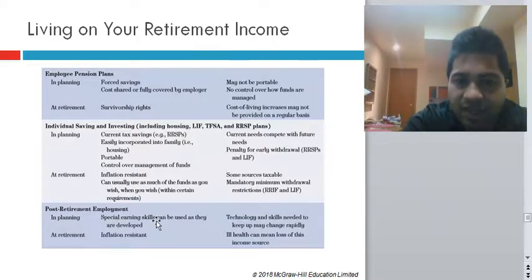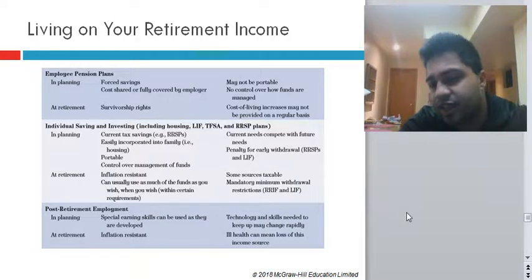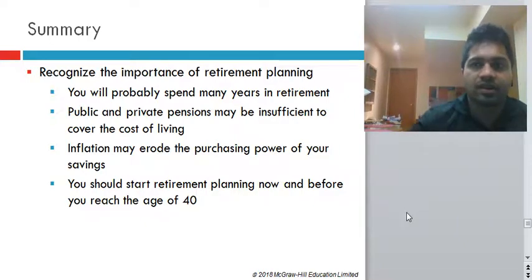In planning, special earning skills can be used as they are developed. So that means post-retirement employment. At retirement, it is inflation resistant, but the technology and skills needed to keep up may change rapidly, and health may not allow you to work.